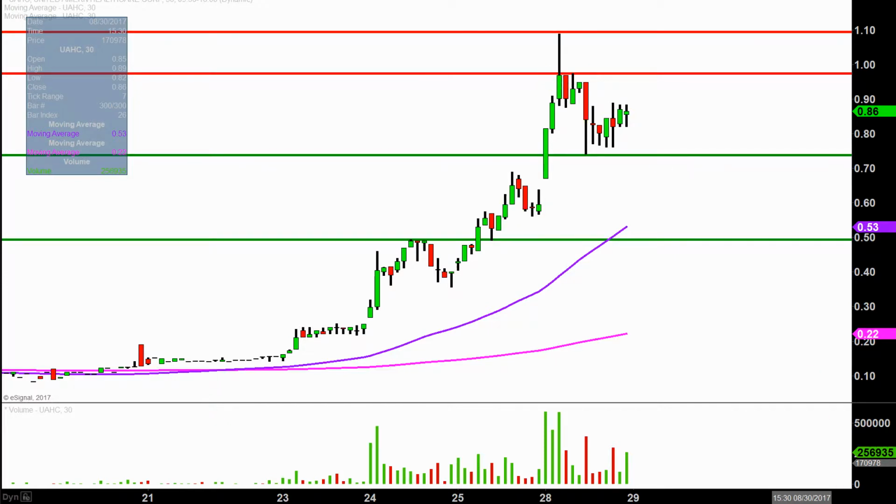All in all, though, great looking chart. And as long as the price keeps on building higher bases, the long-term chart will take care of itself.